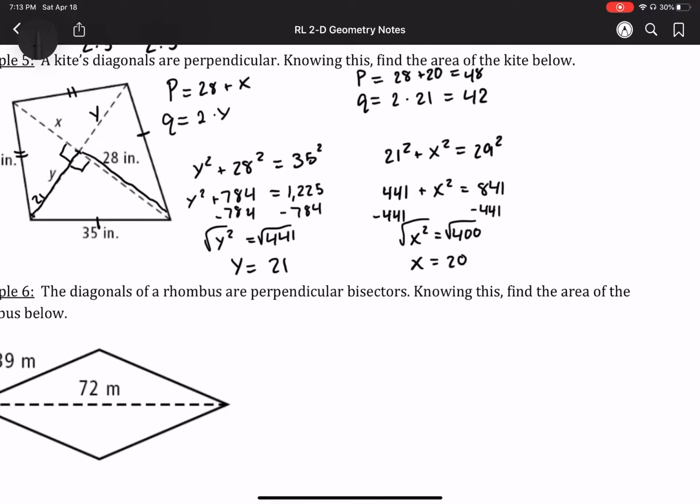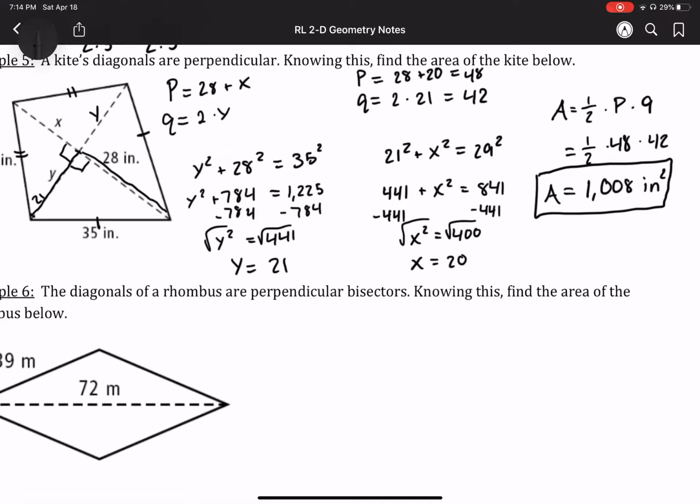All right, now that I have those pieces of information, I can continue to use my area of a kite formula. So I have area is equal to 1/2 times diagonal p times diagonal q. I'm going to go ahead and plug that in. I have 1/2 times p, which is 48, times q, which is 42. So the area of the kite, when I multiply those, I'm just going to do that all in one line, is equal to 1008 inches squared.